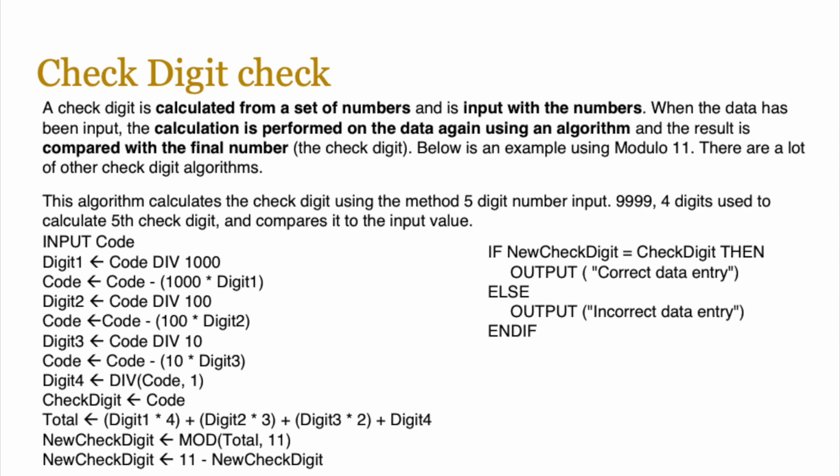Then we work out the new check digit, which is the mod of the total by 11. And then finally, the new check digit is assigned the value 11 minus this check digit that we worked out. So if new check digit works out to be 9, then new check digit will be 11 minus 9. We then compare it to the check digit that has been entered, and if it matches, then we output it was entered correctly. Otherwise, we output it wasn't entered correctly.